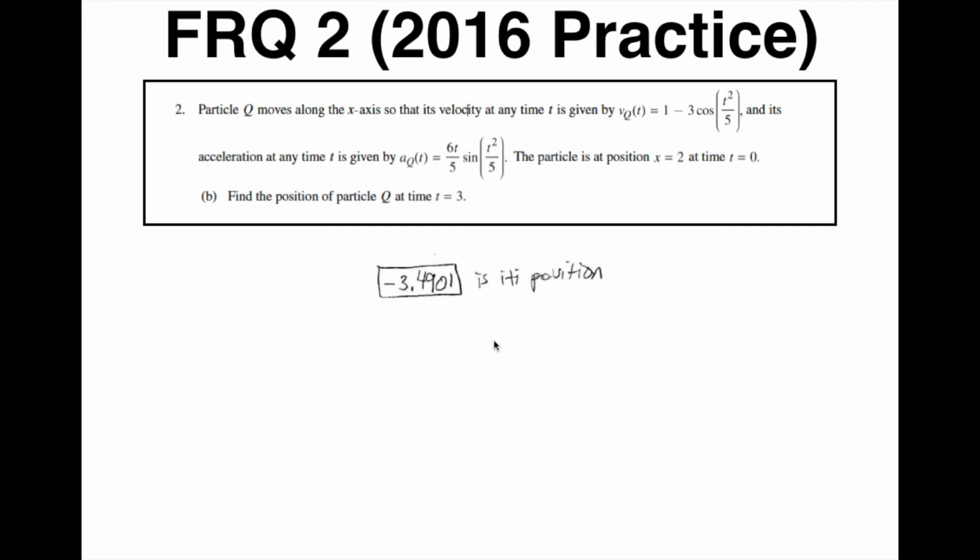It's a lot of points lost for a tiny mistake. If there was just a 2 plus this, the answer would be correct. But yeah, you should write explanations, you should show your work. Showing work is always very important.